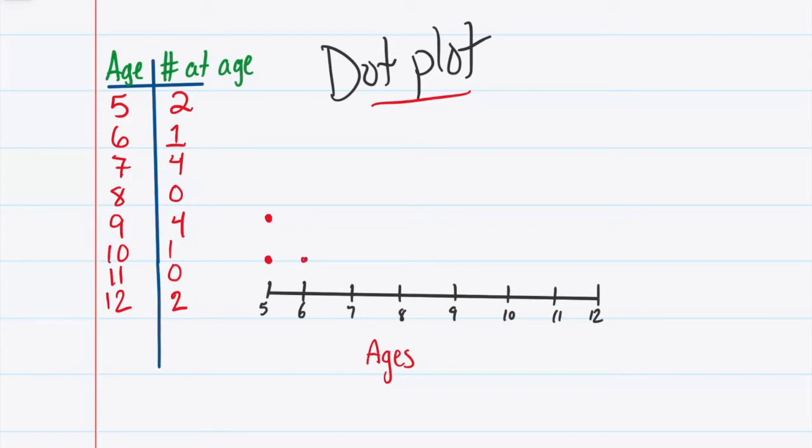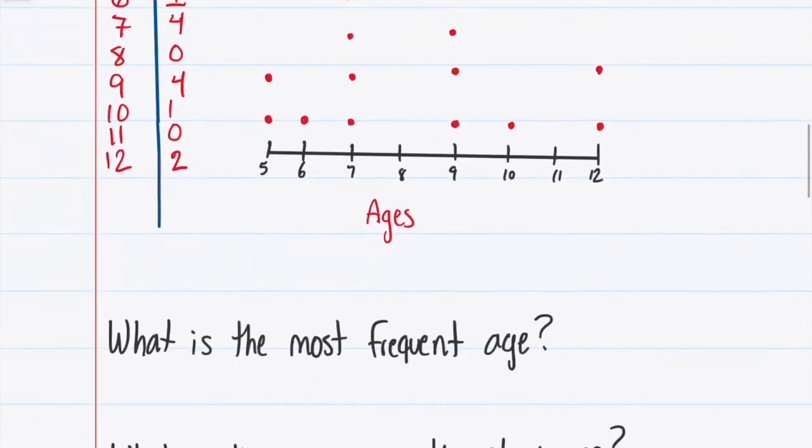At 6, we just put 1 point because there was only 1. At 7, we do 4 dots because there were 4 7-year-old students. At 8, there's nothing. At 9 is another 4 right there. And at 10, there's 1. At 11, there's 0. And at 12, there's 2. All right, so we created our dot plot. Pretty simple. Now let's answer a few questions.